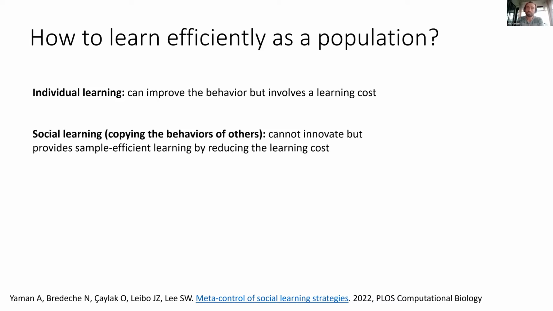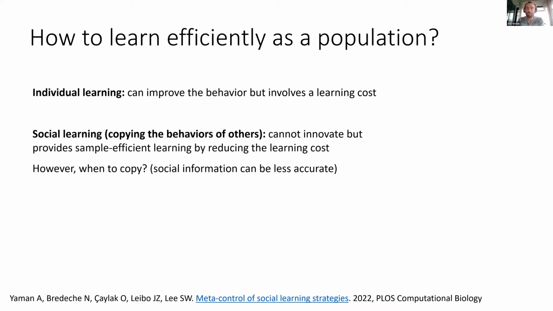And in nature, there is social learning. Here it is purely based on copying the behavior of others. So the idea is that they are exploiting the exploration performed by others. So in this case, there is no learning cost because it's just based on copying. And this is sample efficient. It's reducing the cost, but introduces other problems.